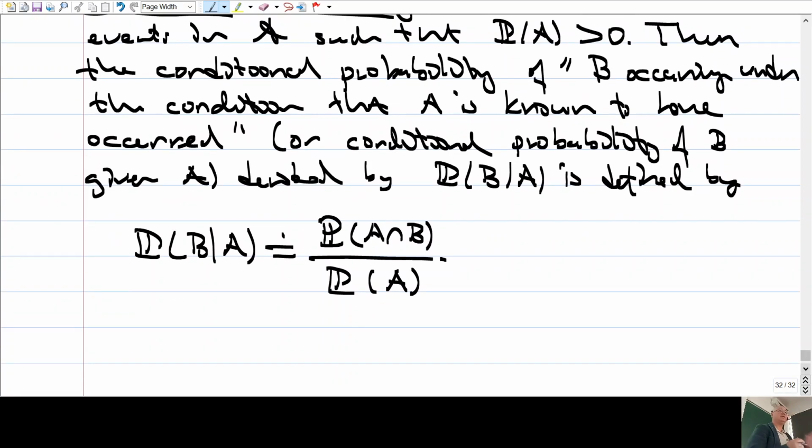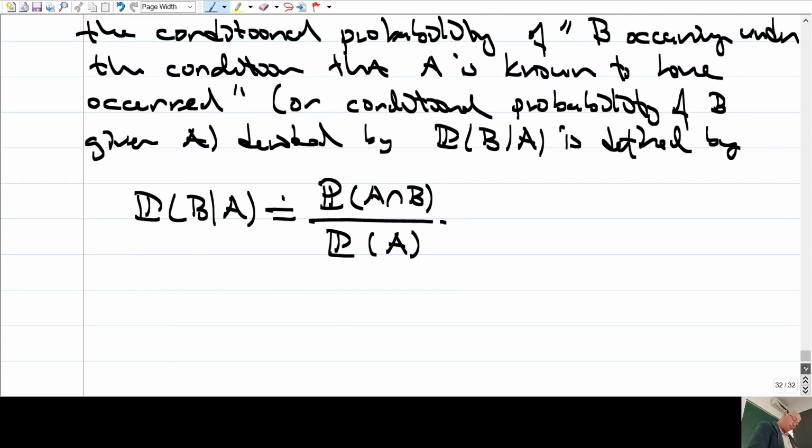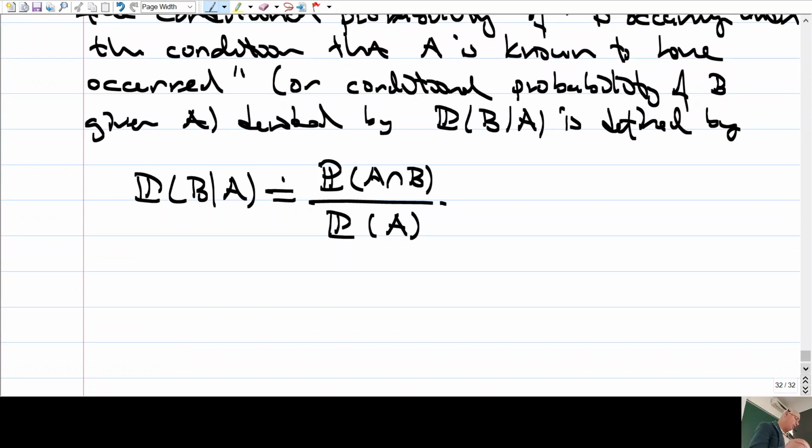Okay, so this is the conditional probability. The conditional probability of B under the condition that A is known to have occurred. Now there are some remarks.